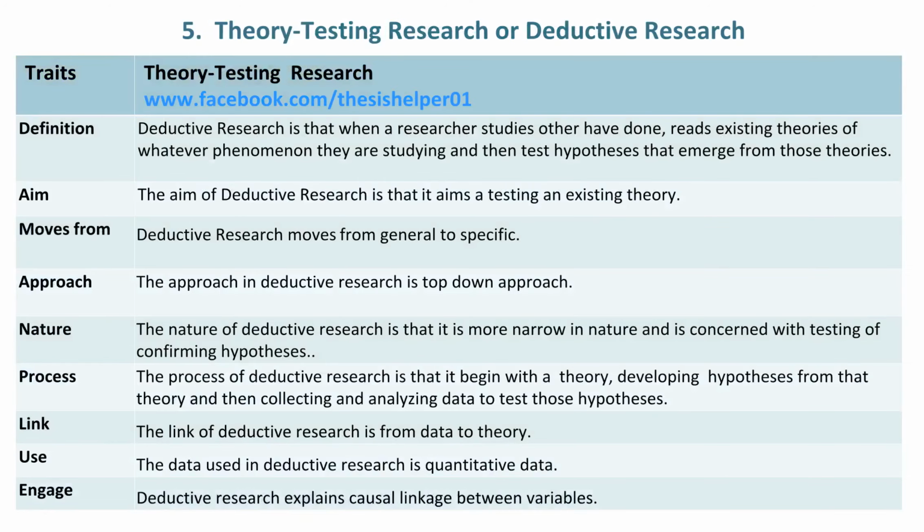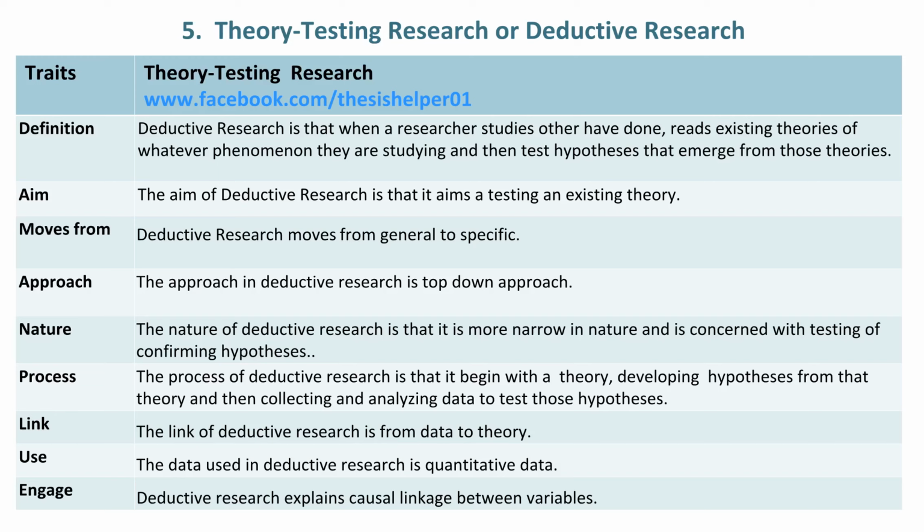Number 5 type of research is theory-testing research, or deductive research. The definition of deductive research is that a researcher studies what others have done, reads existing theories of whatever phenomenon they are studying, and then tests hypotheses that emerge from those theories. The aim of deductive research is testing an existing theory. Deductive research moves from general to specific. The approach in deductive research is a top-down approach.